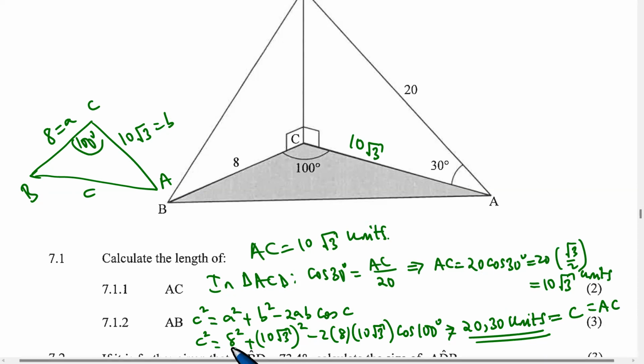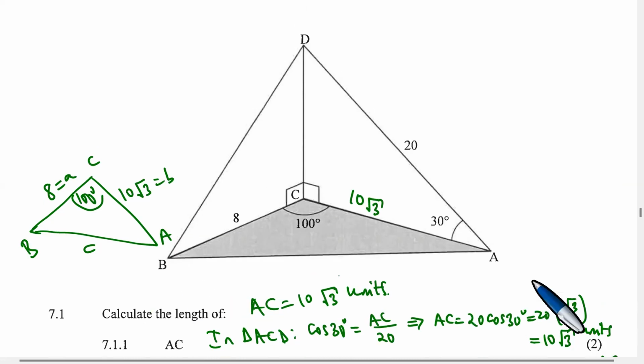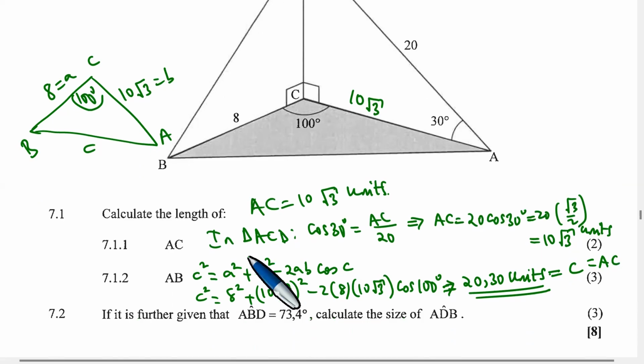Okay, so if you use a calculator, you have a squared plus everything, cosine 100, you get the answer. And then you take the square root of the answer, you get C, and C is 20,30 units. So that is the length of AB. We have just found the length of AB. We dealt with the triangle ACB.